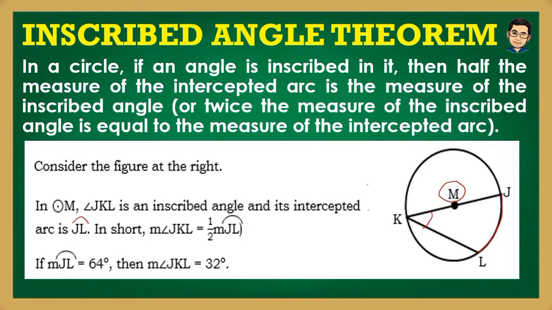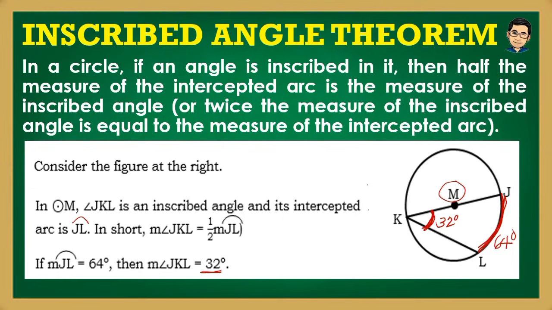So, yung sukat po ng ating intercepted arc, hatiin lang po natin, makukuha natin yung sukat ng inscribed angle. For example, if the measure of arc JL is 64 degrees, itong arc na to, arc JL, para makuha natin yung sukat ng inscribed angle, hatiin lang natin yung 64 sa dalawa. And that is 32 degrees.